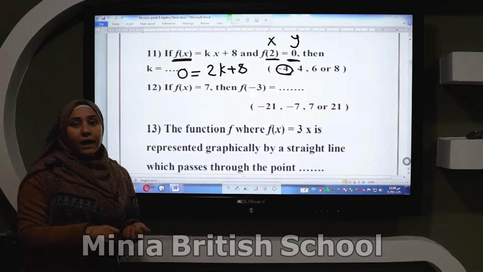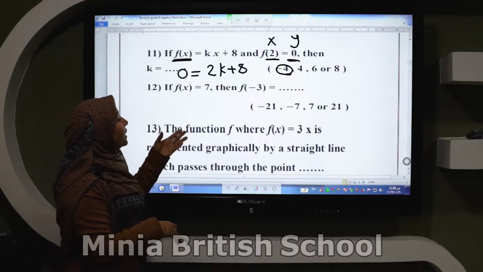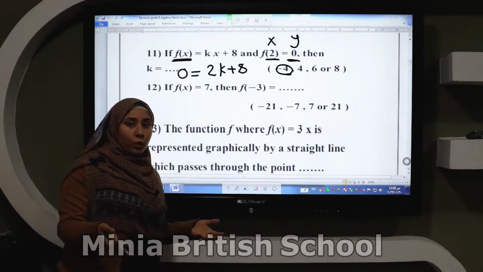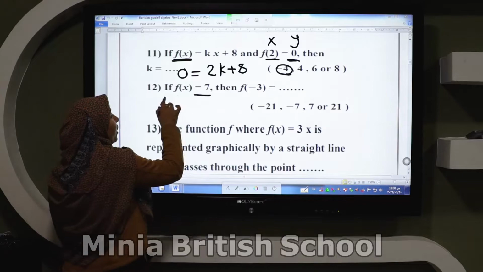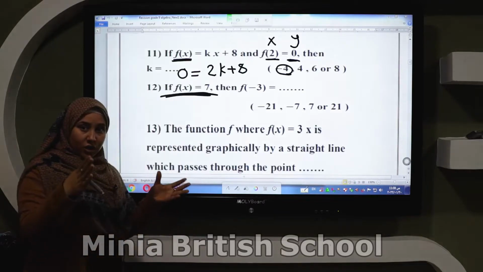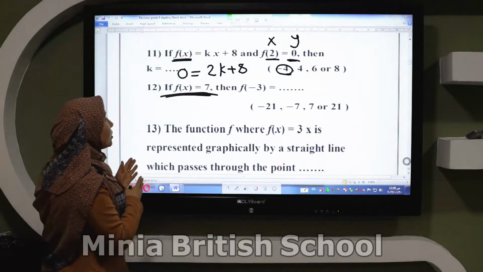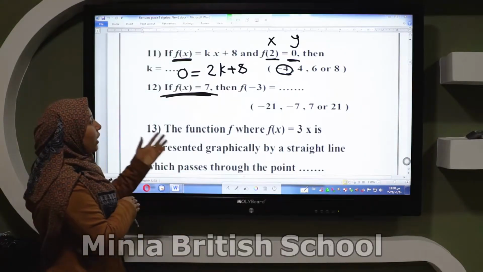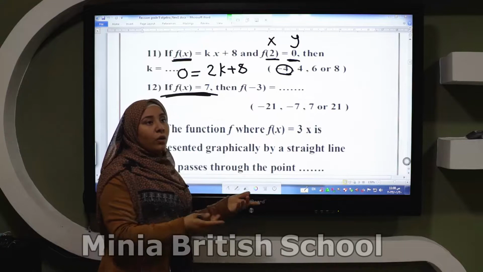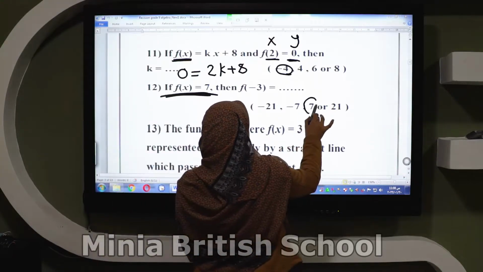The next, if f(x) equals 7, then f(negative 3) equals what? This is a constant function. So the value of y doesn't change with the values of x. So f(negative 3) equals also 7.